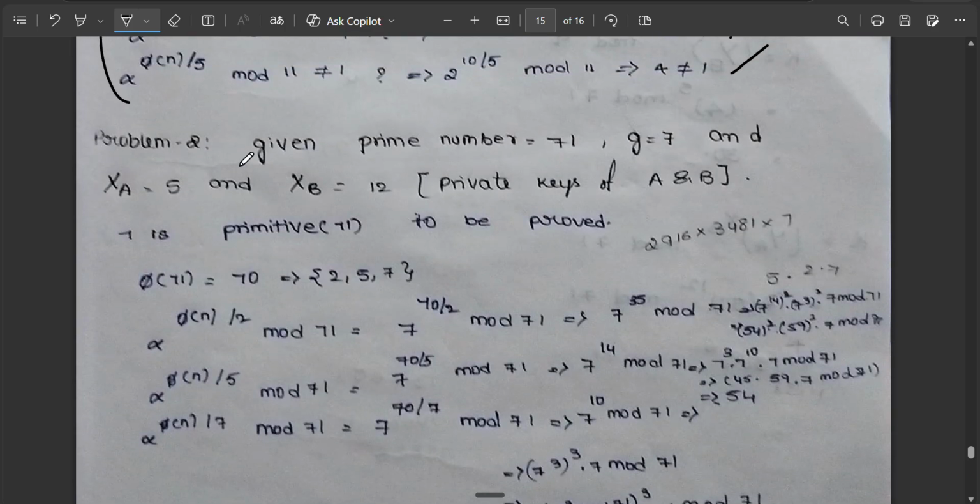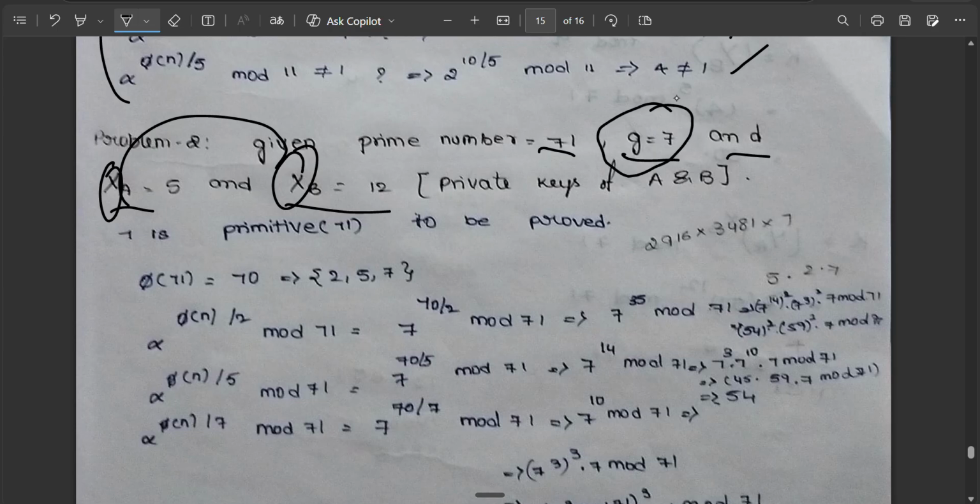And next problem, given prime number is 71 and g is equal to 7 and xa equal to 5 and xb equal to 12. What does this xa and xb represent? The private keys of A and B. So here if you see, the representation has varied. Earlier we have used alpha, but now we are using g. So what does this mean? The representations may vary, but you have to understand the concept.